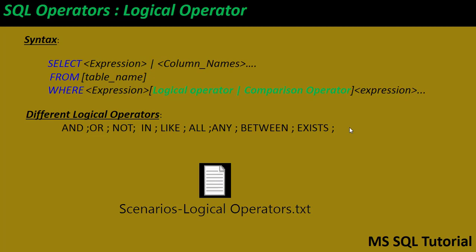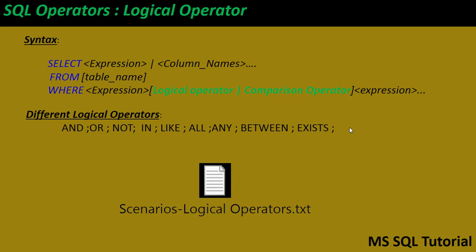Next, the LIKE logical operator. The LIKE logical operator is used to compare a value to similar values using wildcard operations. If we want to get similar kinds of values, at that time we use the LIKE operator. Let's assume I don't know the exact value in the name. Then I will use the LIKE operator to get the values. Let us assume I have Alex, but I don't know the full name. Then I will use percentage Alex, by using the LIKE operator.